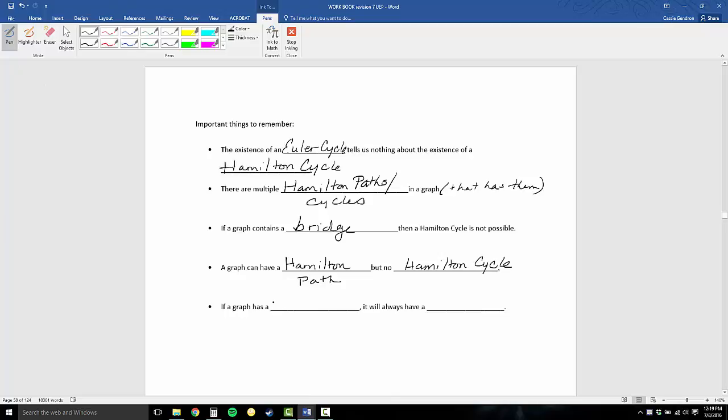If a graph has a Hamilton cycle, then it always has a Hamilton path.